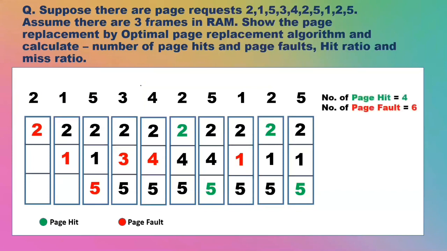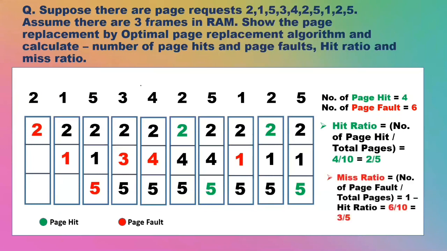So here the number of page hits is 4, the number of page faults is 6. And like the previous two examples, here the hit ratio is 4 by 10, that is 2 by 5. And similarly the miss ratio is 6 by 10 or 3 by 5.